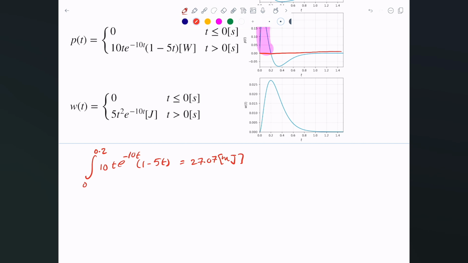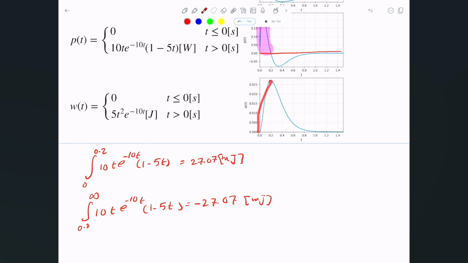Of course you can do the same type of analysis from 0.2 all the way to infinity for the same equation, 10 t e^(-10t) (1 - 5t), and you should get exactly the same value but with the opposite sign, because this is the amount of energy that is being released. So it goes up to 27 millijoules at 0.2, and then it releases 27 millijoules. You can do these integrals and double check that this answer is correct, which it should be.